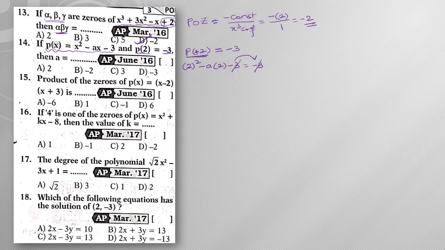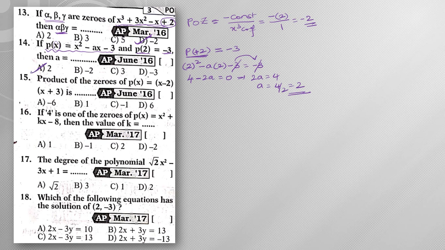That means minus 3 plus 3 will get cancelled. Then what am I left with? 4 minus 2a is equal to 0. So from this, 2a is equal to 4, a is equal to 4 by 2, which is nothing but 2. Hence the answer of a is 2.